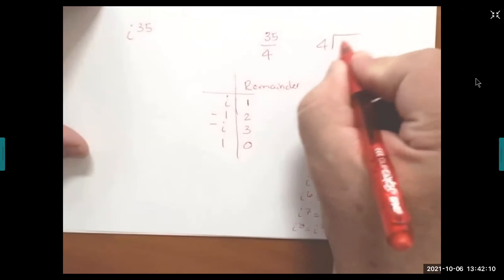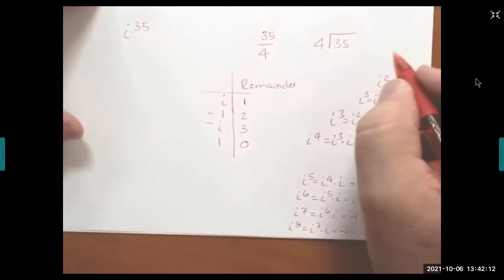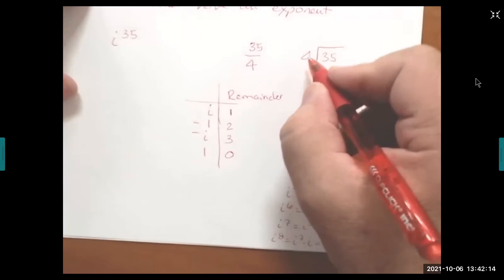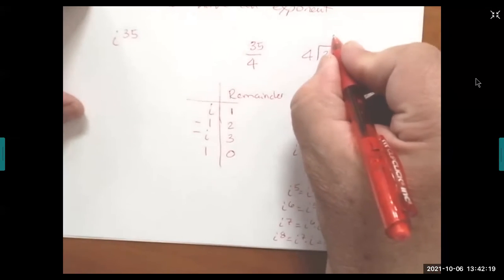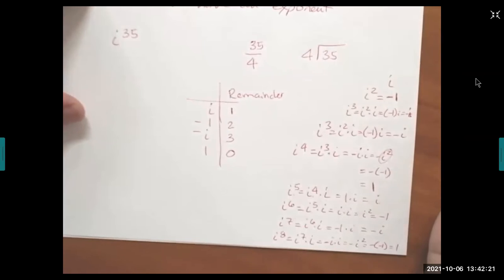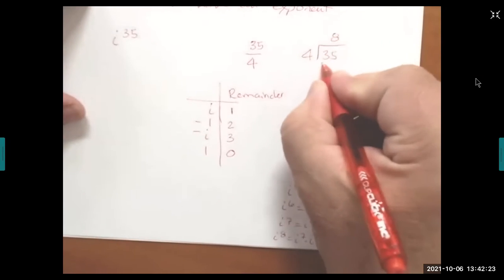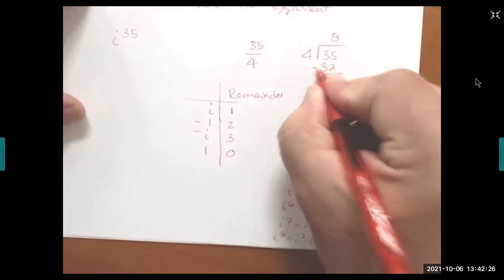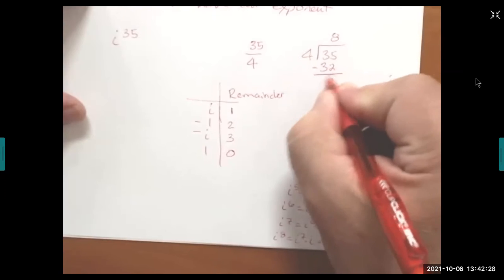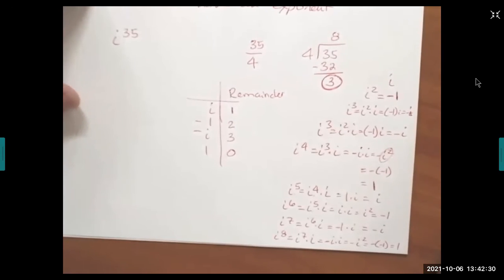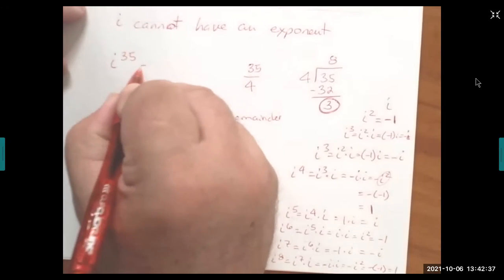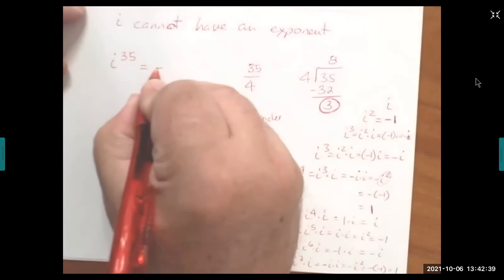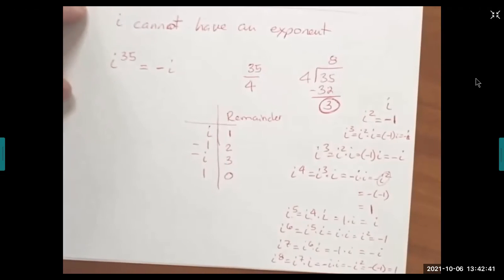So we can look at it this way also. How many times is 4 going into 35? 4 times 9 is 36. That's too big. So 4 times 8 is 32. This is your remainder. So i to the power 35 is the same thing as negative i.